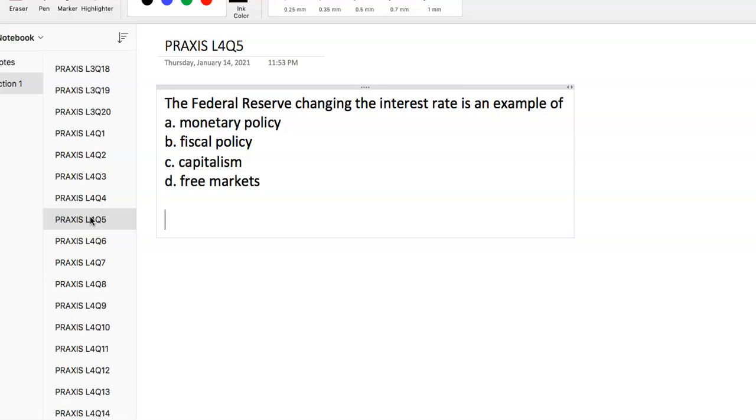The Federal Reserve changing the interest rate is an example of monetary policy. We'll talk about the Fed here for a sec. So again, this is true for a lot of this test: we want to know the basics. We don't need to know everything about the Federal Reserve, but we do need to know that monetary policy involves changing the interest rate and influencing the money supply.